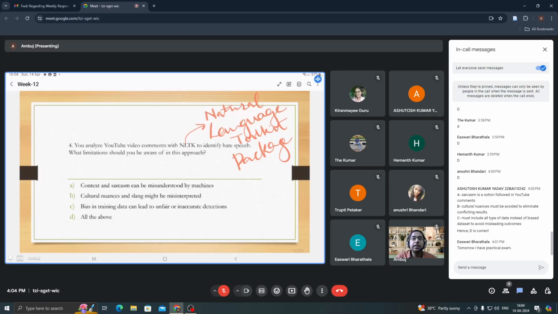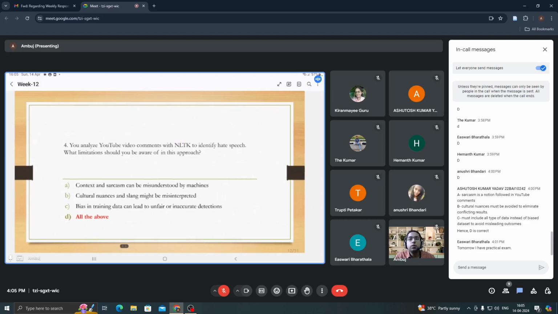Then, bias in training data can lead to unfair and inaccurate detections. That is why we do pre-processing. We try to pre-process the data through some techniques in order to remove the bias in the training data. It can lead to unfair or inaccurate decisions. The bias in the training data will lead to errors in our predicted data. So the correct option would be D only, all of the above. That would be correct.